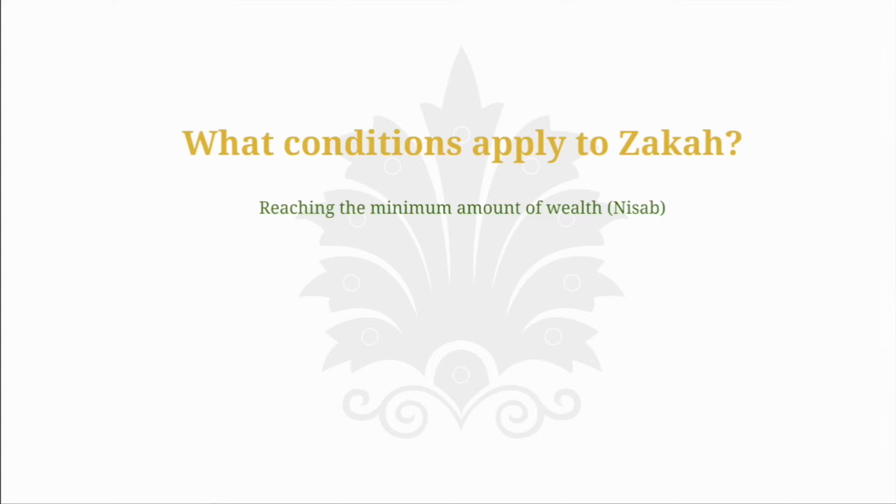Any increase of property after reaching the nisab during the year is to be included in the total sum counted for zakah. This is considered the easiest and most applicable among the other juristic views, which has made the majority of scholars adopt it. So what happens when wealth reaches the minimum amount, or nisab?